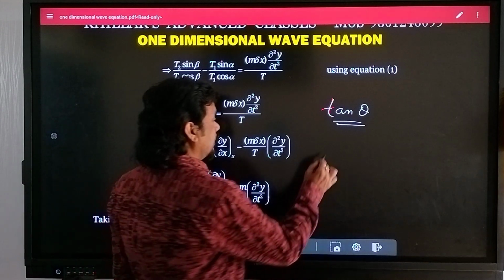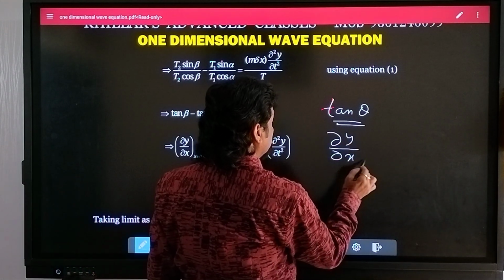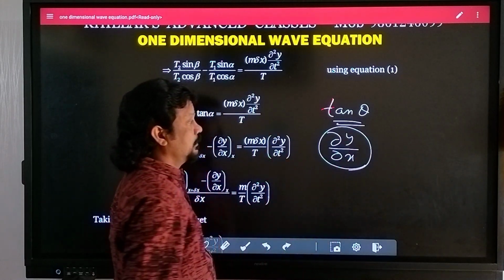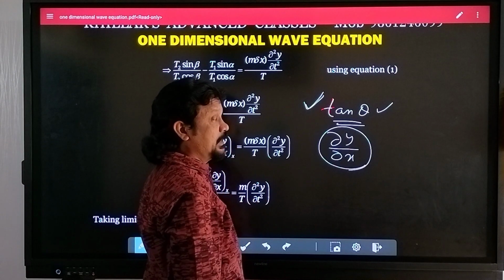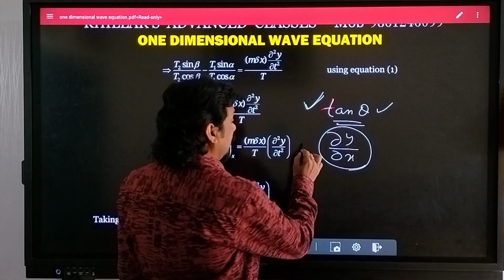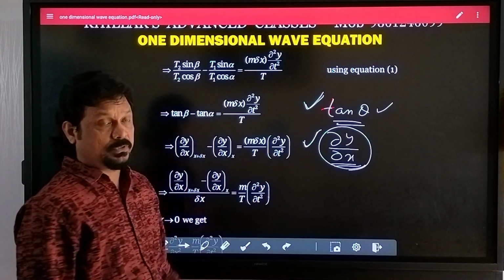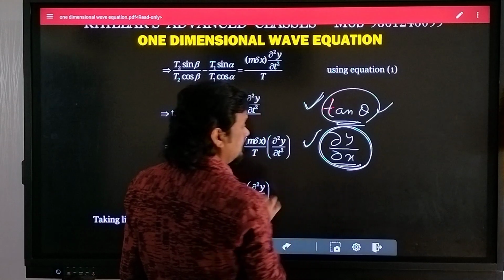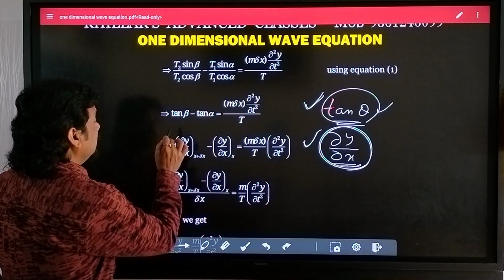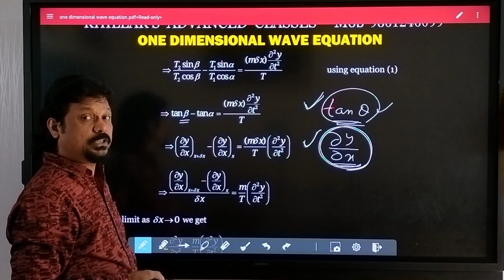Okay, but according to calculus, del y by del x is the slope of the tangent. According to coordinate geometry, tan theta is the slope of the tangent, so theta is the angle of inclination, and del y by del x is the slope of the tangent according to calculus. So in place of tan theta, I can write del y by del x. So here I have taken beta, and beta is the angle of inclination at the point Q.